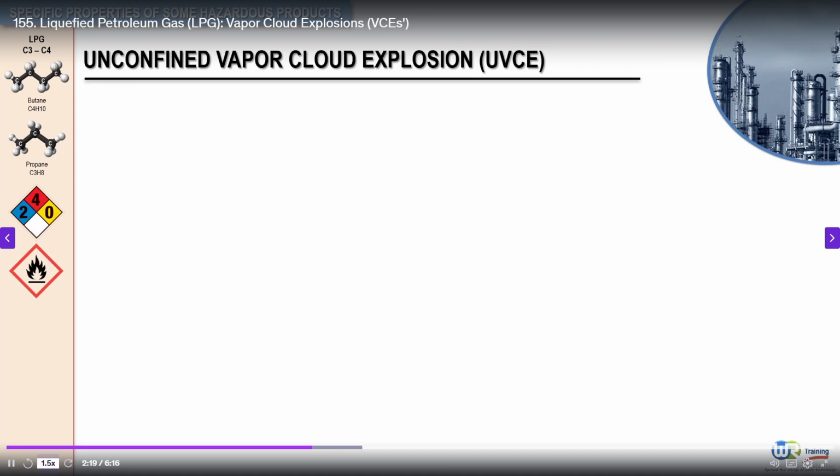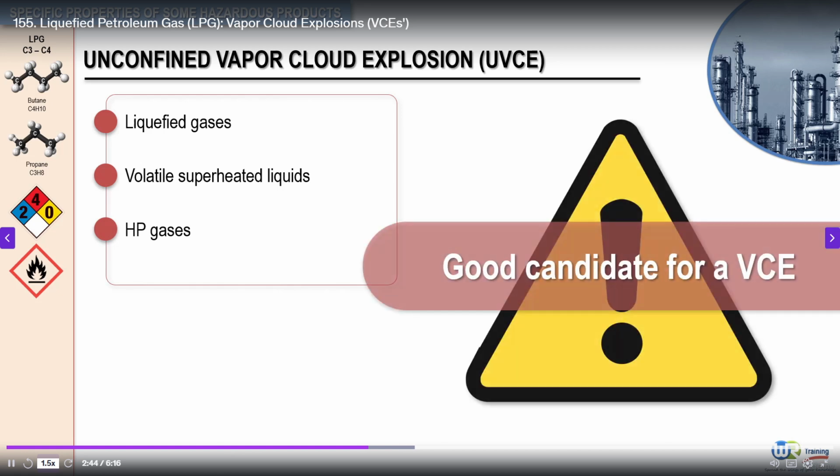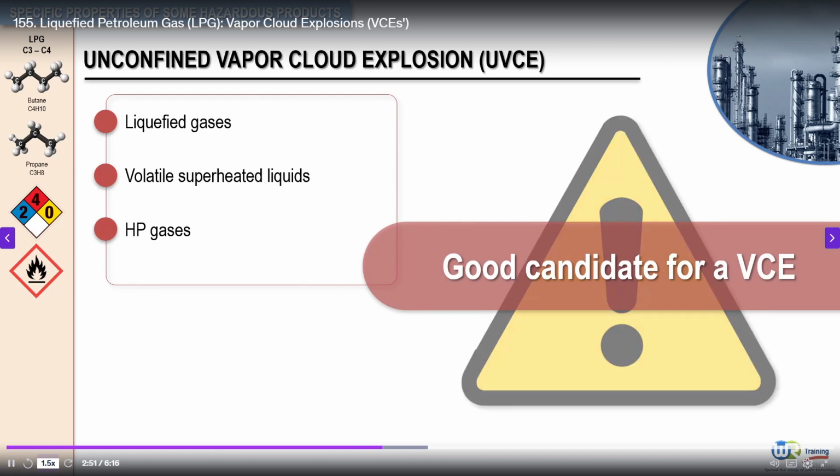Now, it is important to note that VCEs have increased in number because of an increase in inventories of flammable materials used in process plants and because of operations under more severe conditions. Any process containing quantities of liquefied gases, volatile superheated liquid, or high-pressure gases is considered a good candidate for a VCE. VCEs are difficult to characterize, primarily because of the large number of parameters needed to describe an event.